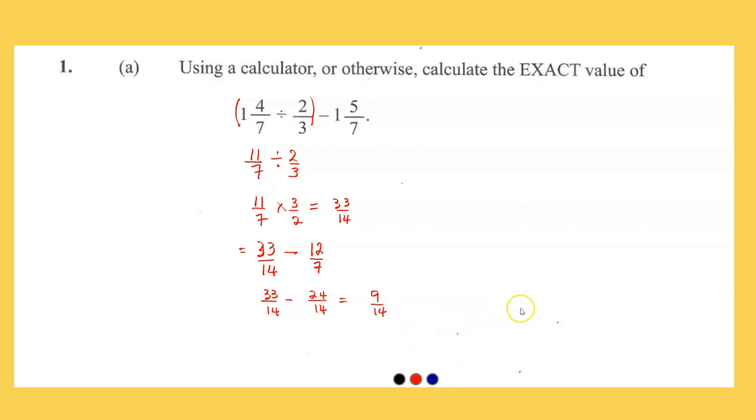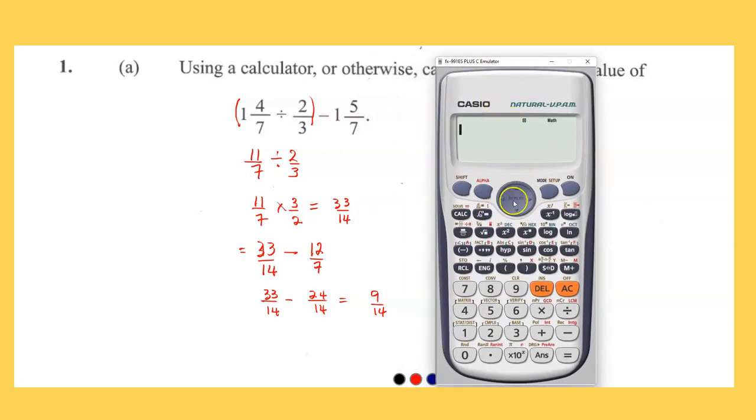Let's use the scientific calculator to quickly illustrate this working out. With the scientific calculator, this part represents the fraction part. So we're going to input 11/7 divided by 2/3 minus 12/7, and we get 9/14 as required. Let's move on to the next part of the question.